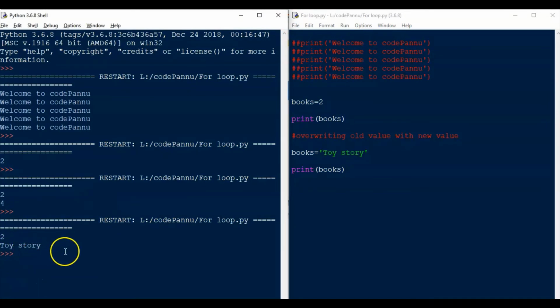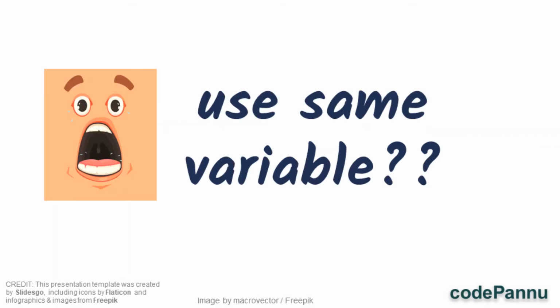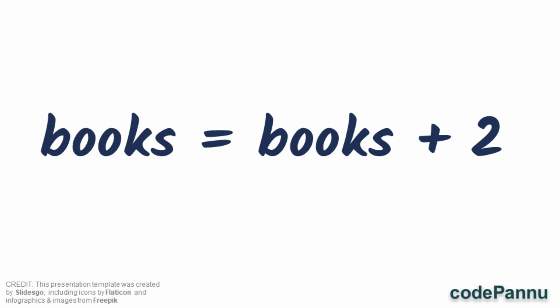There is also one more way of overwriting which is used in programming. Let me explain that. So last time we wrote books equal to 2, and then when we got 2 more books, instead of writing books equal to 4, we can use mathematical operators and write it. So instead of writing books equal to 4 directly, we are going to write, we had books which is 2, plus 2. What? Can we use the same variable on both sides? Yes, we can. So what will happen when we write like this?